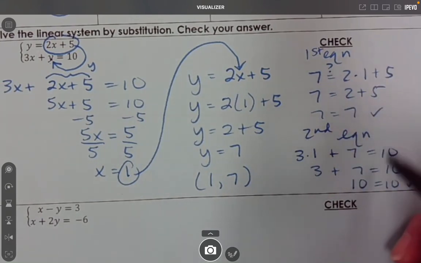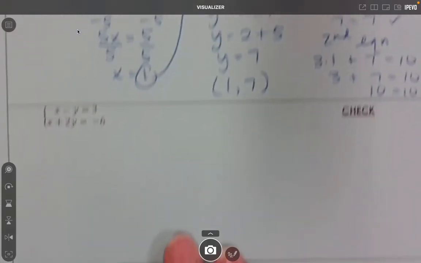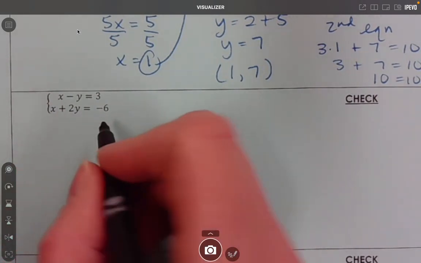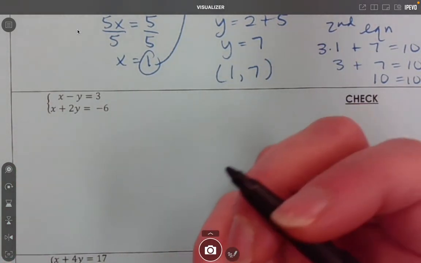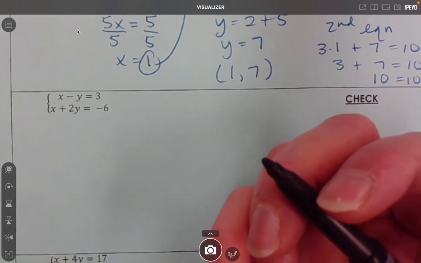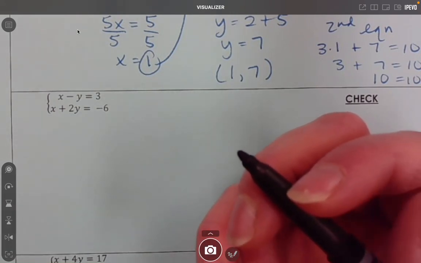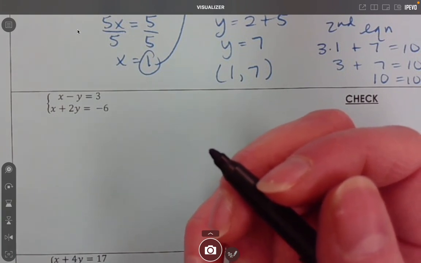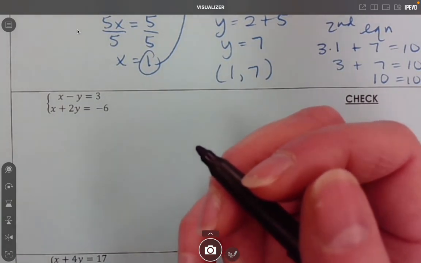So we'll be working on practicing this stuff together, but not really on your own so much. So on the next one, x minus y equals 3, and x plus 2y equals negative 6. What I notice on this one is I don't have a letter by itself. So I need to find one that's easy to solve for so I can force it into this substitution looking thing. So I need to find an x or a y that would be easy to isolate.